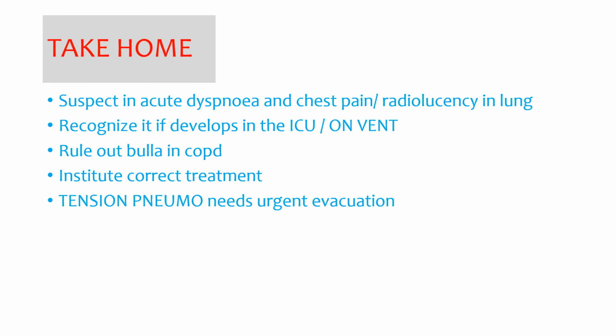So the take home would be: suspect it in acute dyspnea and chest pain or if there's a radiolucency in the lungs, recognize it if it develops in the ICU on the ventilator where it can be subtle. Rule out bulla and COPD. Again, I say this because this is very common. And institute correct treatment, which is placing the ICD. Treatment is ICD, and tension pneumothorax needs urgent evacuation.